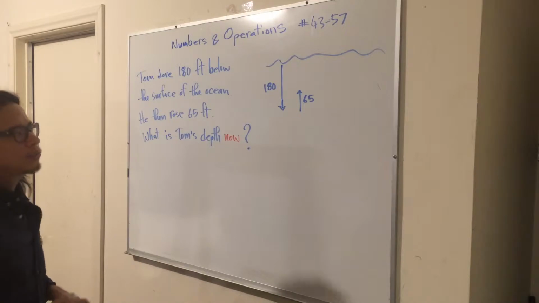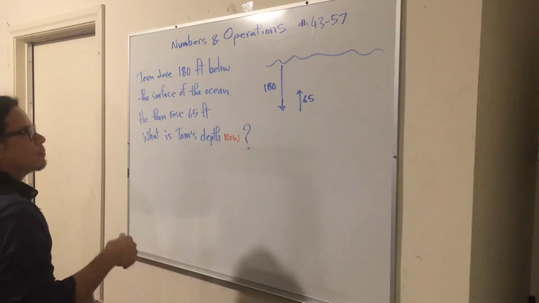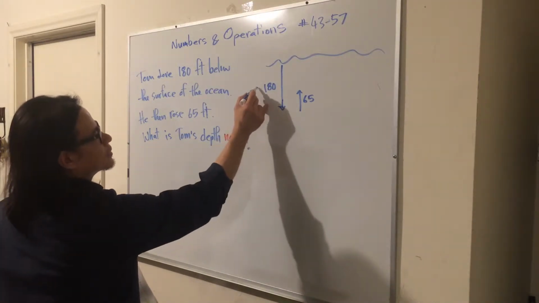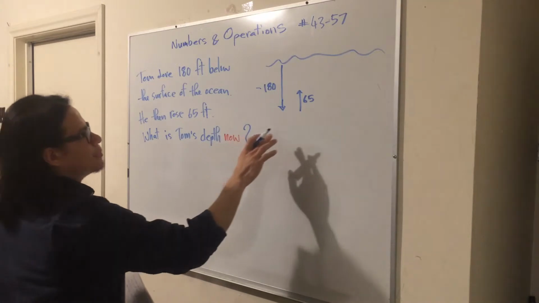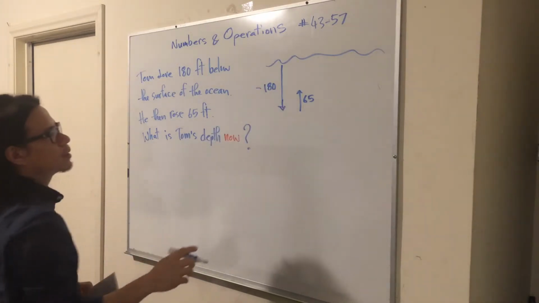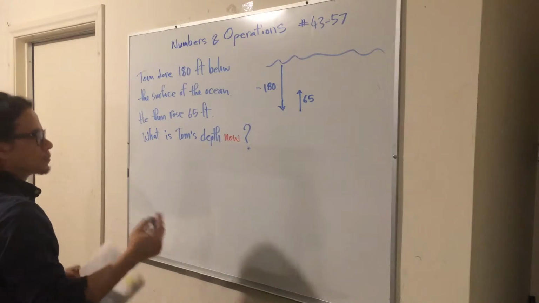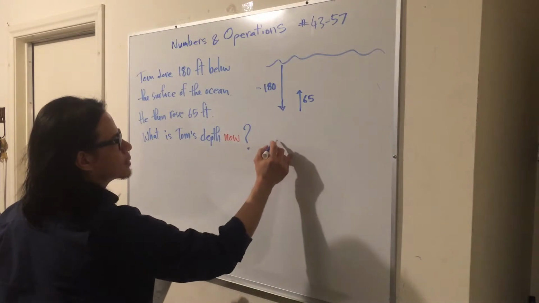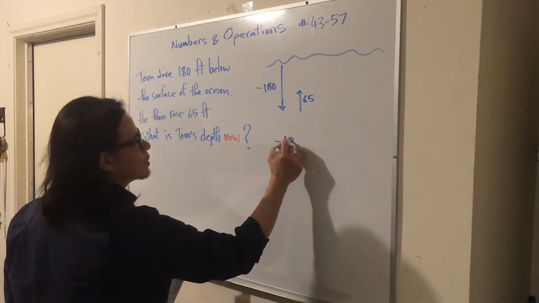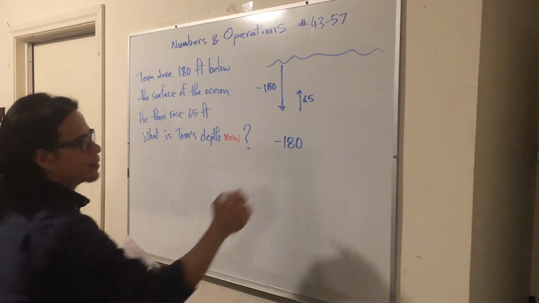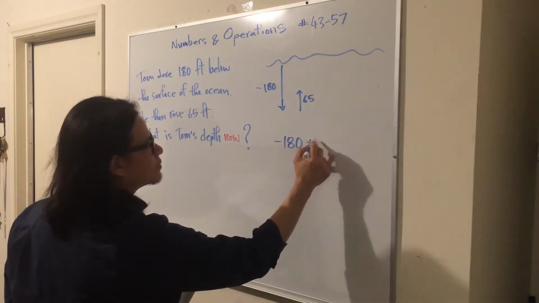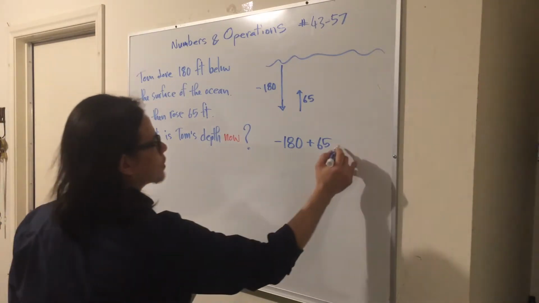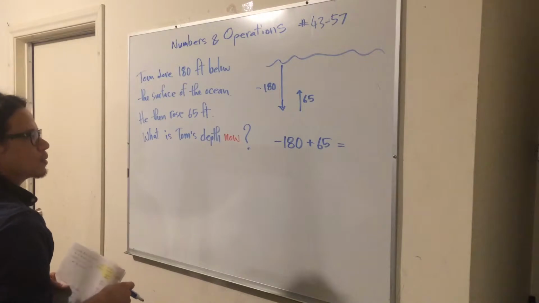Okay, so in order to figure this out, we want to be able to say that going down is negative and then coming back up is positive. Okay, so to find his current depth, we're going to add them up. Negative 180 going down, and then coming back up is positive 65. And whatever you get there is going to be the answer.